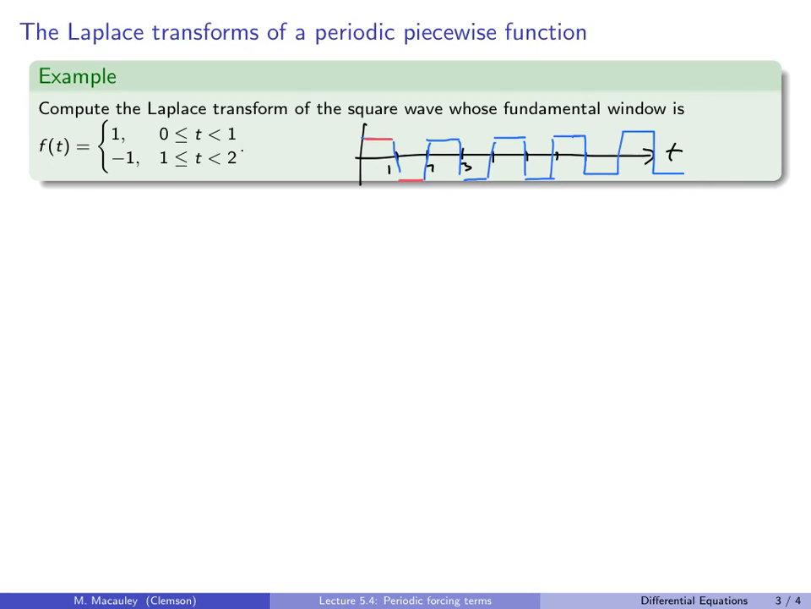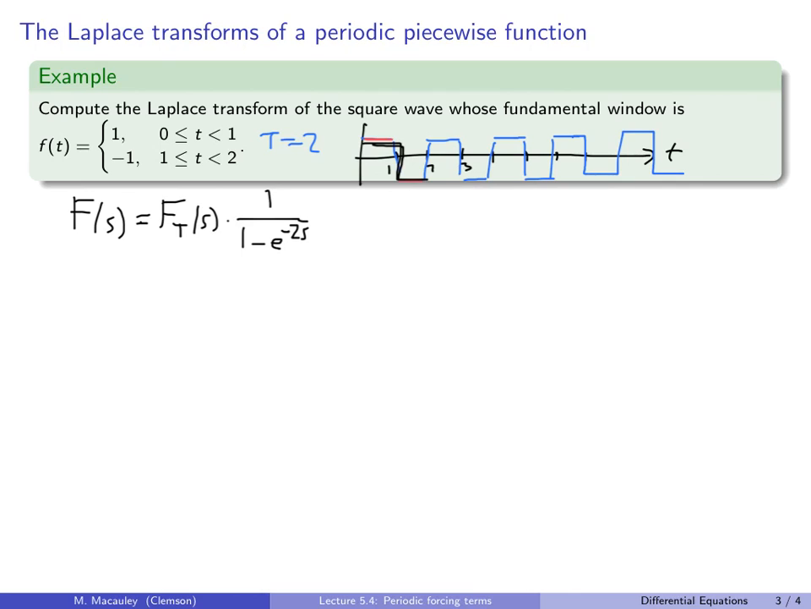Recall from last time that all we have to do is compute the Laplace transform of the fundamental window, and then multiply by 1 over 1 minus e to the minus sT. In this case, T is the period, so I should say that T equals 2. Remember the capital T is the period, so e to the minus 2s. So all we have to do now is compute the Laplace transform of that window right there. Okay, so let's do that.